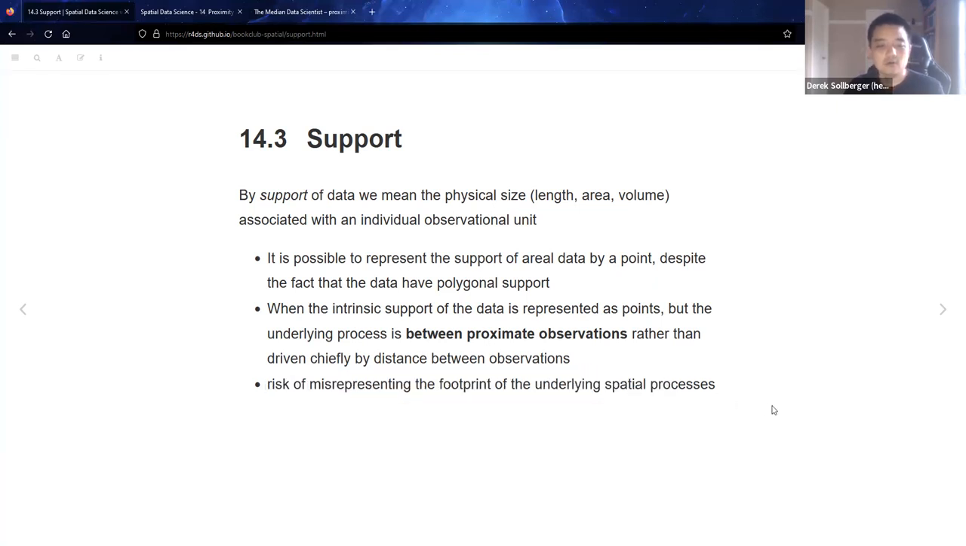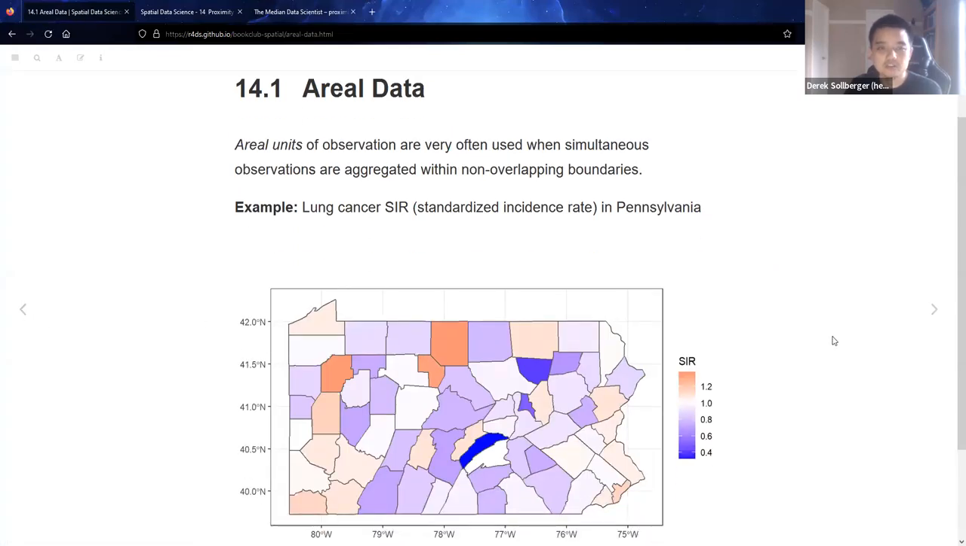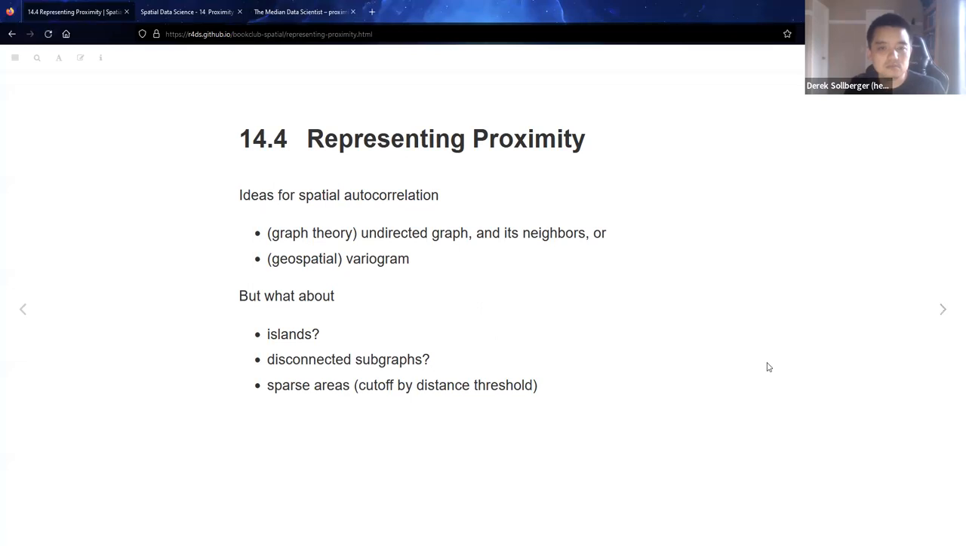And the authors note that in general, we always assume the risk of misrepresenting the footprint of underlying spatial processes. For example, in the maps of Pennsylvania, these are generated one way or the other, but they might not acknowledge topographical features such as mountains or rivers. Or how the researchers define their test sites or their examination locations. So I'm thinking more broadly about representing proximity. There are some ideas going towards spatial autocorrelation, which is the next chapter of the book.